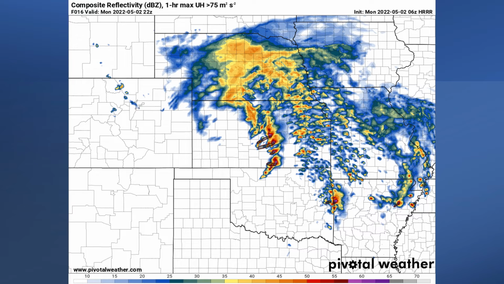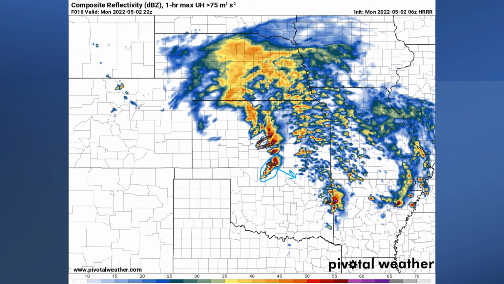Here is the HRRR model with composite reflectivity. You can see how there is an embedded line of supercells with this line here, and these will move southeast towards the Tulsa metro area. And what you need to know about the HRRR model is that it overdoes stuff, so the storm system will not look as bad as what it is right now, but it gives you the sense of what could potentially happen.